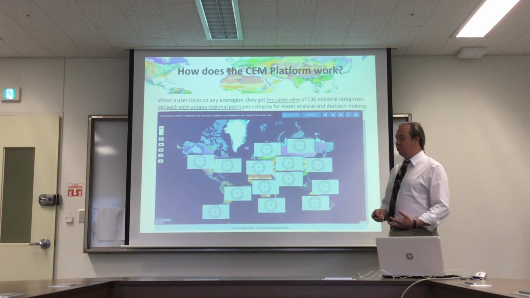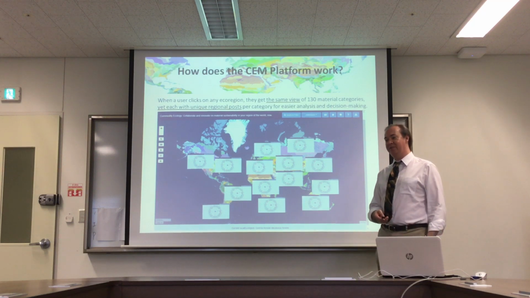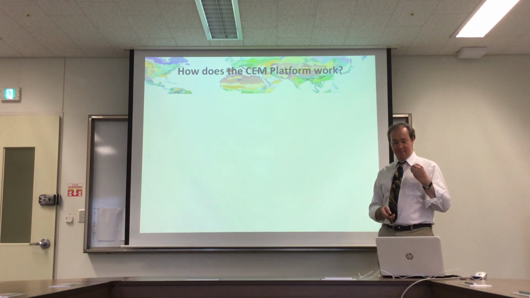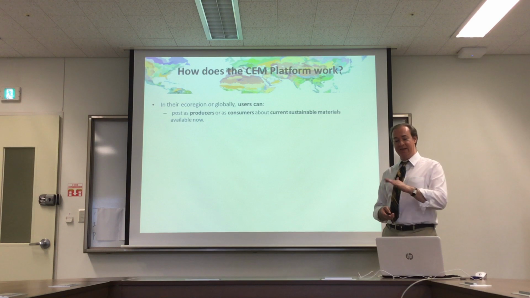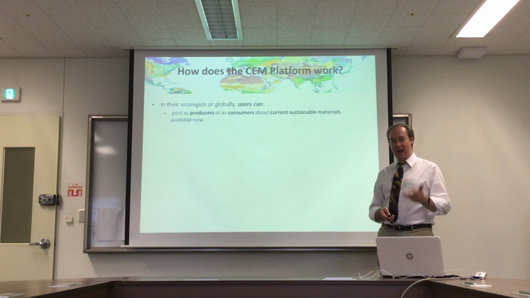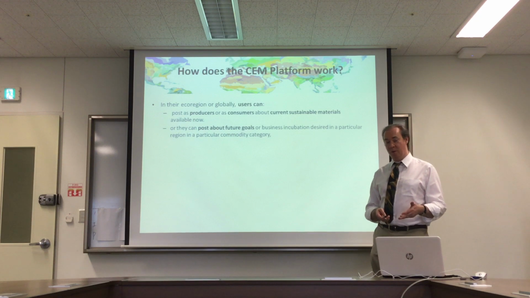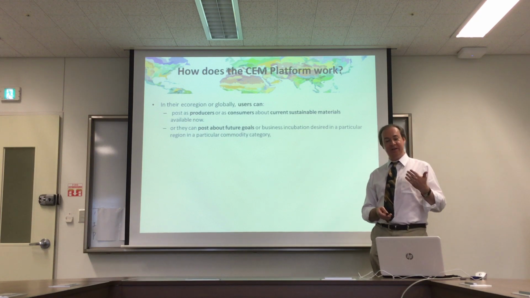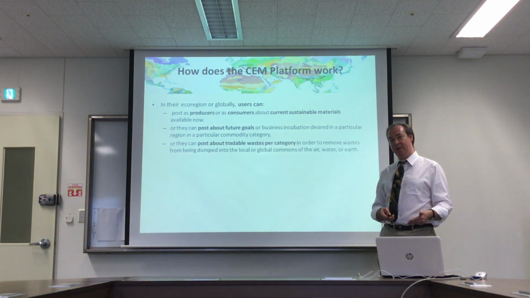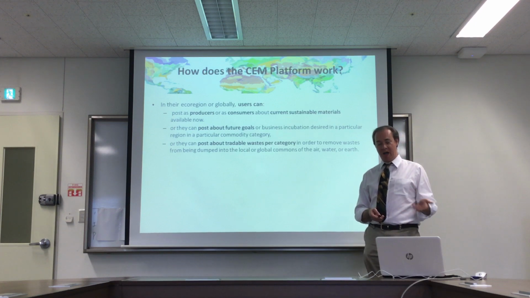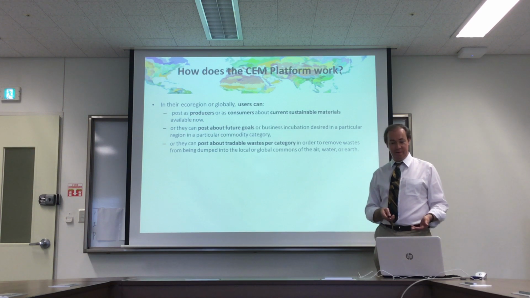So the point is, the same wheel, the same rubric is used to categorize and facilitate a virtual community of participation about a real community place. And anyway, in their ecoregion or globally, this is what users can do. Users can post as producers or as consumers about the current sustainable materials available now. They can also post about future goals or business incubation desired in a particular region, in a particular commodity category. Or they can post about tradable wastes per category in order to remove waste from being dumped into the local or global commons of the air, water, or earth.